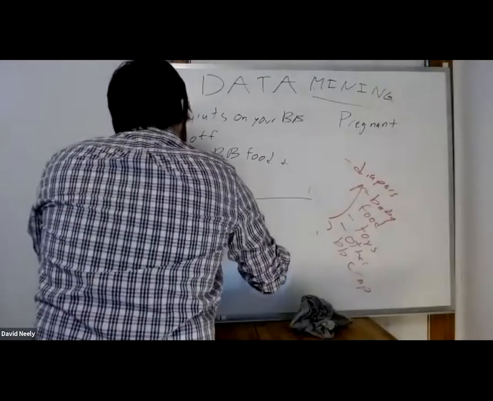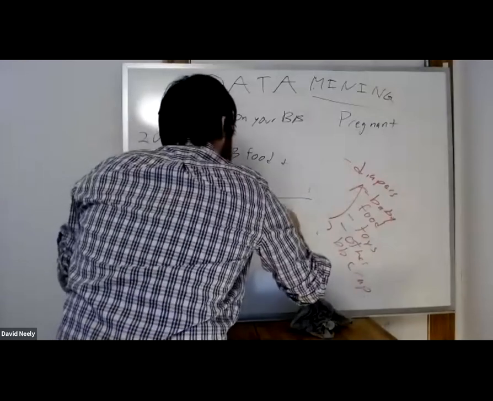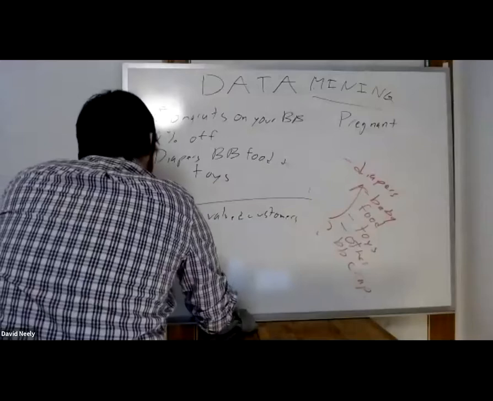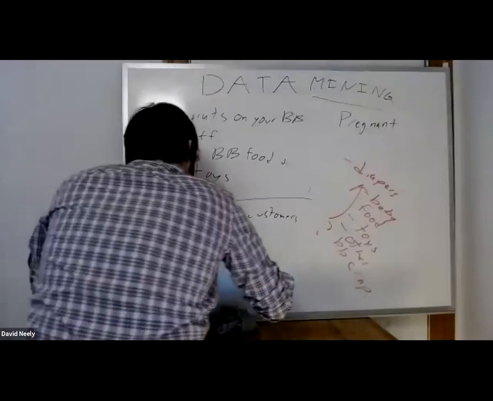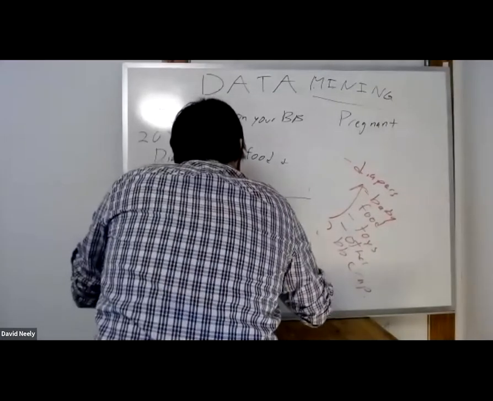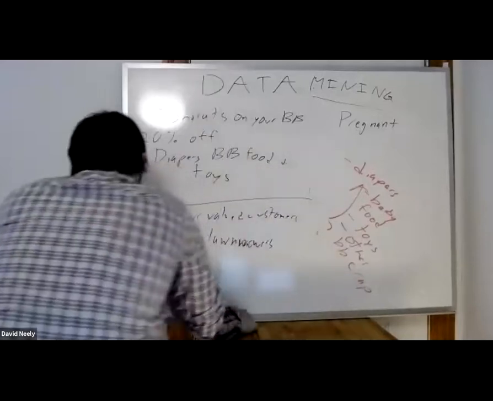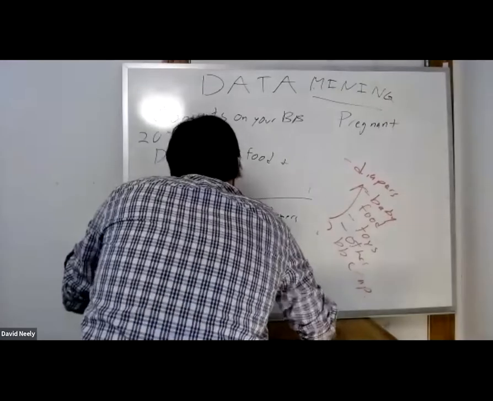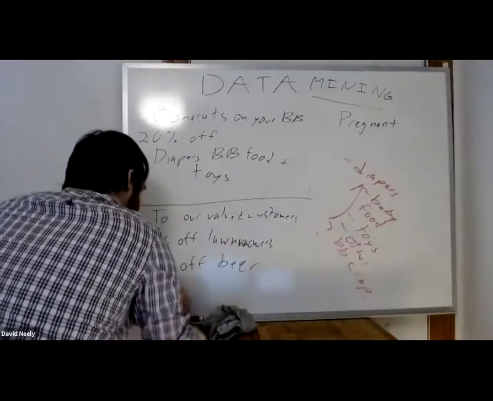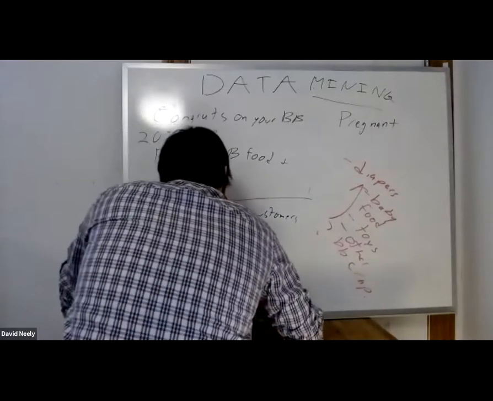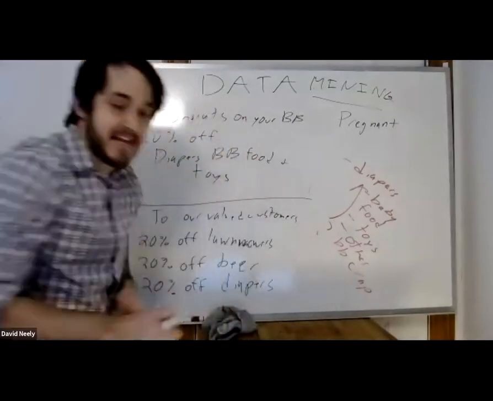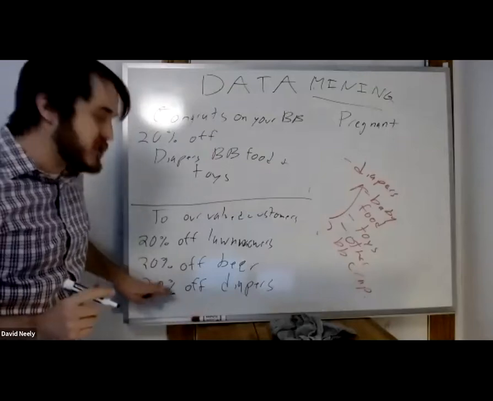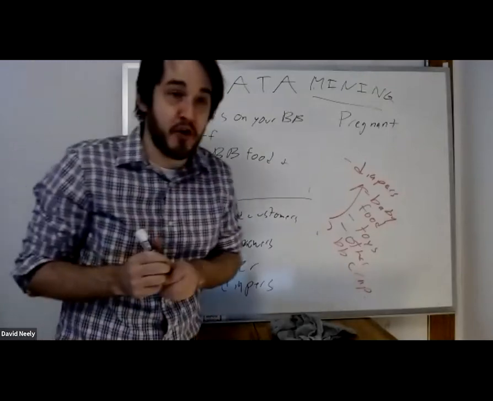To our valued customers, 20% off lawnmowers, 20% off beer, 20% off diapers. So what they did is they started hiding the coupons they were actually directing in amongst other coupons they knew somebody would never use.